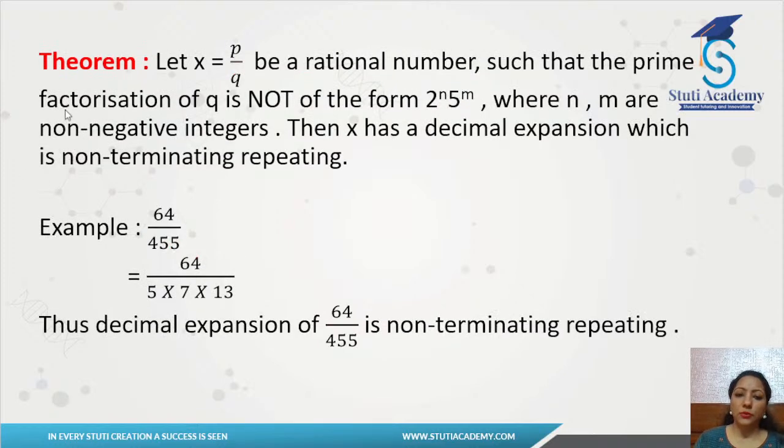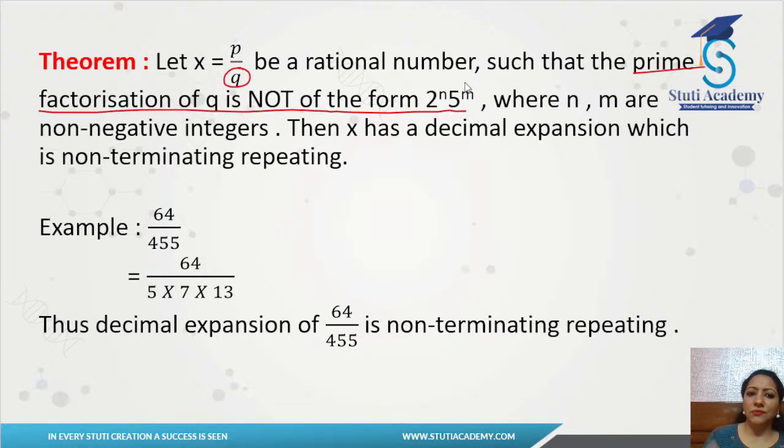Now let us discuss the next theorem. Again, if we have a rational number written in P by Q form and we take the denominator Q and prime factorize it, if the prime factorization of Q is not of the form 2 raised to n, 5 raised to m, that means the denominator has prime factors other than 2 and 5. Whether it has 2 or 5, that doesn't matter, but if at all we have a prime factor other than 2 and 5, then we can say that the decimal expansion of that number is non-terminating repeating.